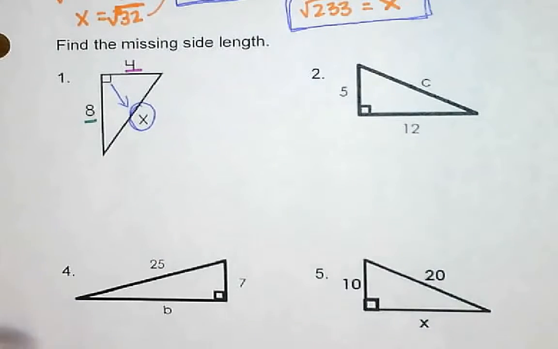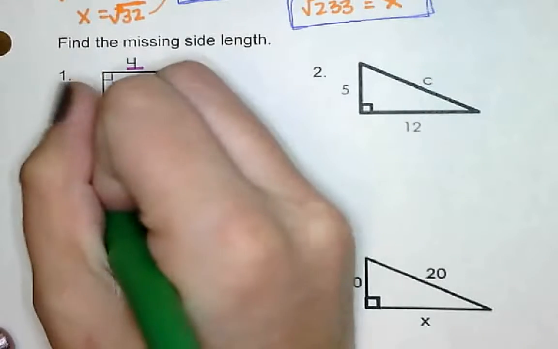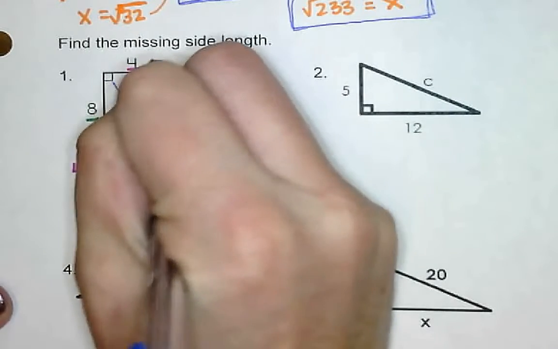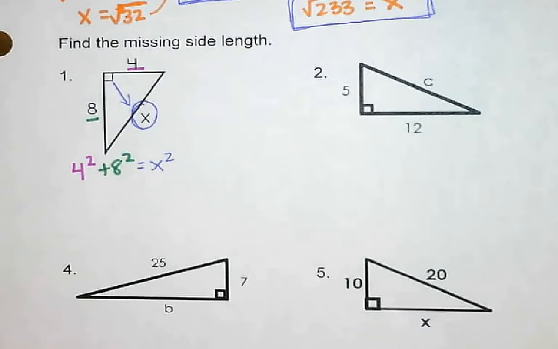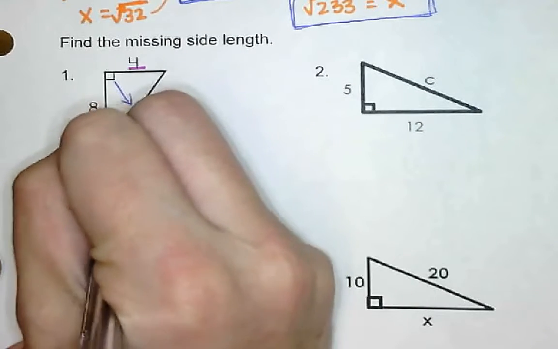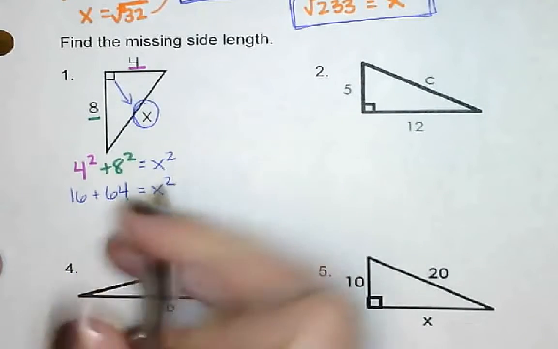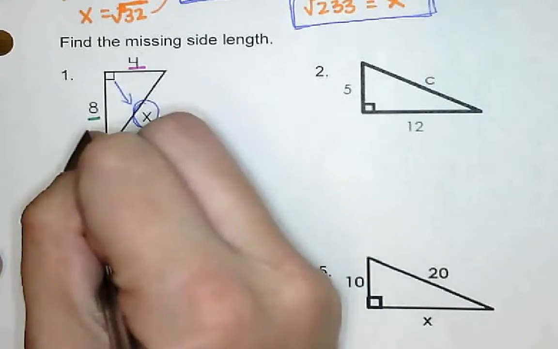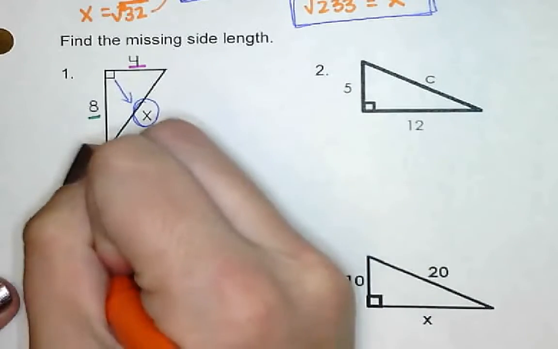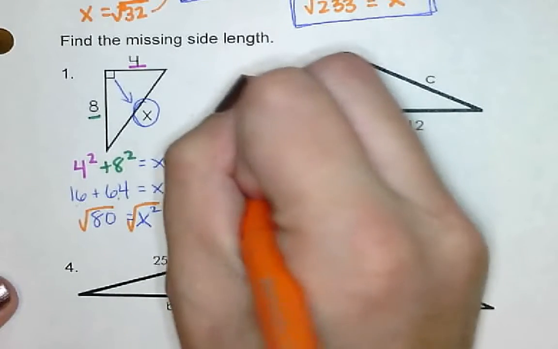So if we set it up, 4 squared plus 8 squared is equal to x squared. Are you guys good with that? And then we say, okay, well, that's 16 plus 64 is equal to x squared. So 16 plus 64 gives us 80. So 80 is equal to x squared. So I'm going to take the square root of both of these. So now x is equal to the square root of 80.